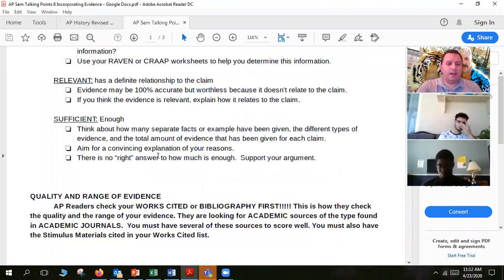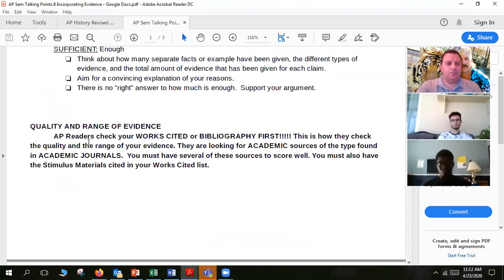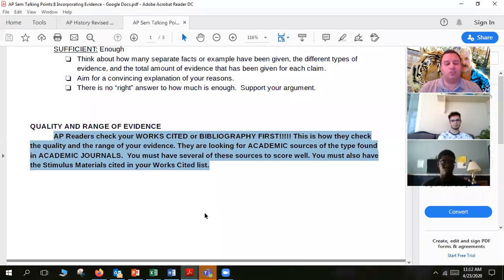The biggest thing that I learned, which is at the bottom of the first page, is that when your paper is read, the very first thing the readers are going to check is your works cited page, your reference page, your bibliography page. That's the very first thing they look at, because that's how they check the quality of your evidence, as well as the range of the evidence. Now, what does that mean for you?